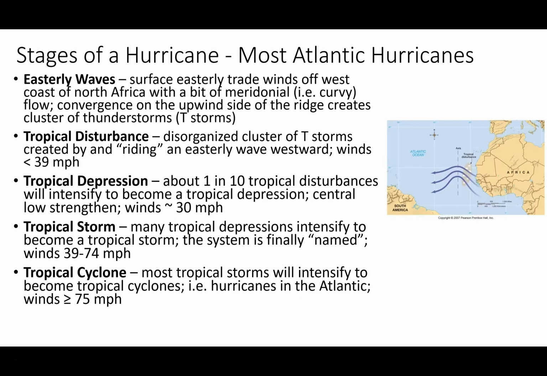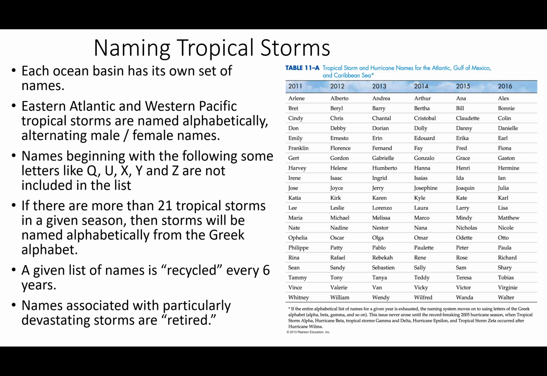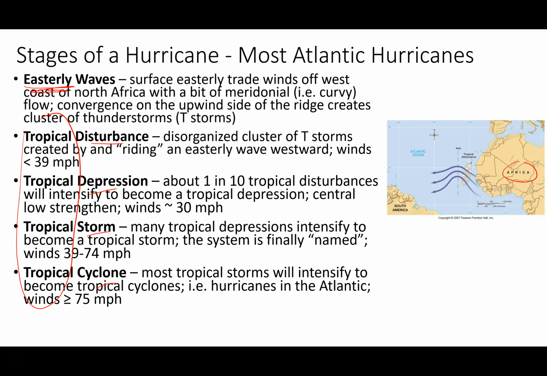Okay, so the stages of a hurricane start as these easterly waves, at least the ones in our Atlantic Ocean. They start as easterly waves off of Africa. Then we have these tropical stages: disturbance, depression, storm, and cyclone. So know that. They get named when they are a tropical storm. Here's where they get their name.